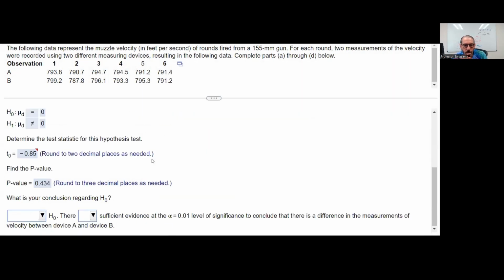And since alpha was 0.01, this probability is a lot larger, so I do not reject. There's not evidence at that significance level that there's a difference. We stick with believing that there is 0 difference. We do not have sufficient evidence for there being a difference.